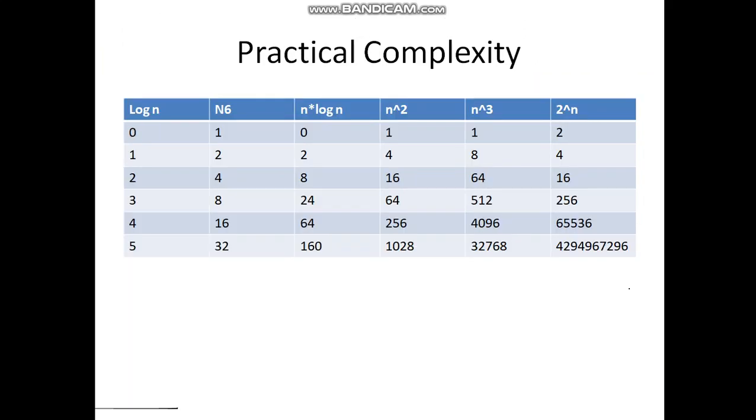So, these are the values. These are the practical complexities up to 32. I have taken some random values. After 12, 16 is there, 32 is there, and you can see how much is the difference between these two functions. How much is the difference between n square and 2 raised to n? You can see n cube and 2 raised to n.